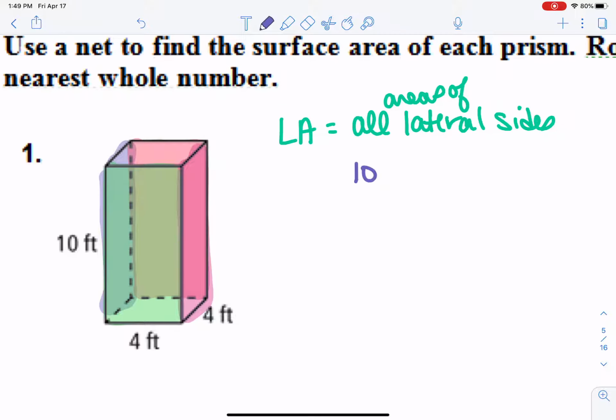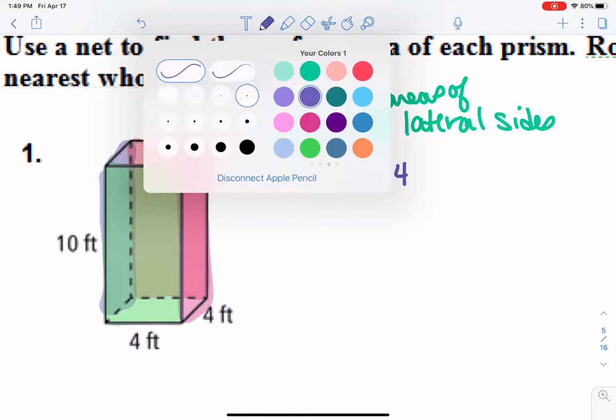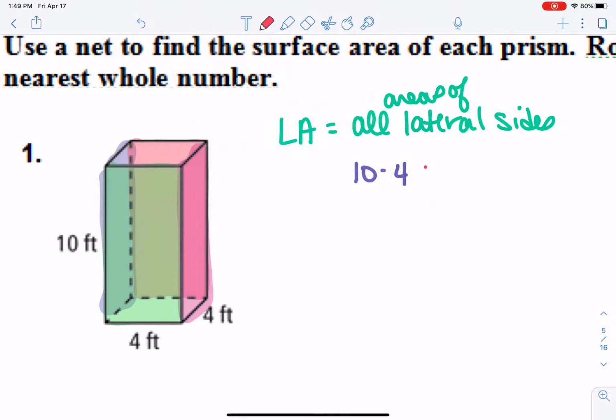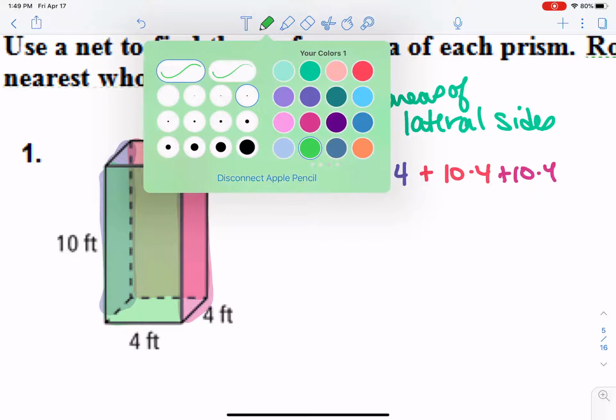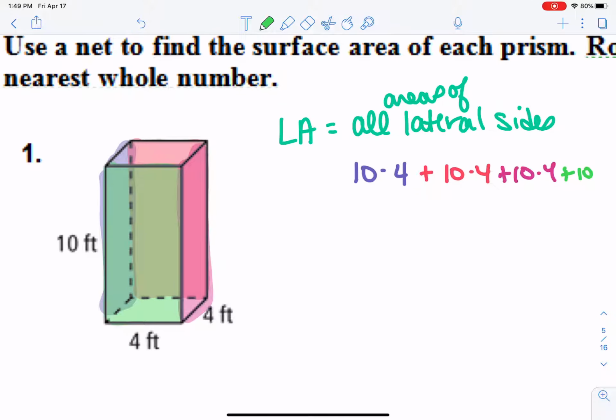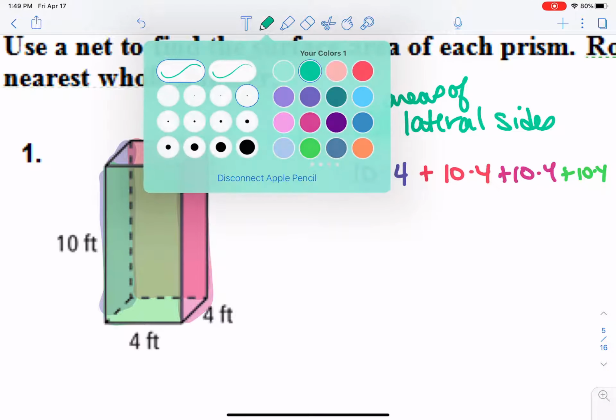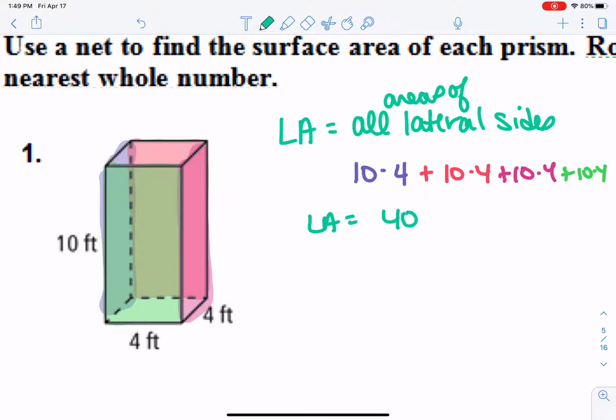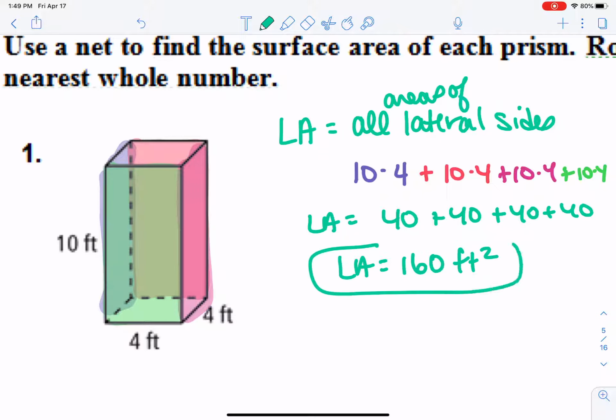So we have, they're all rectangles, so base times height, 10 times 4 for the purple one. That dark pink one or reddish one was also 10 times 4. The pink was 10 times 4, and the green was 10 times 4. So that would be a lateral area of 40 plus 40 plus 40 plus 40, or the lateral area equals 160 feet squared. Whoa, is that what you got?